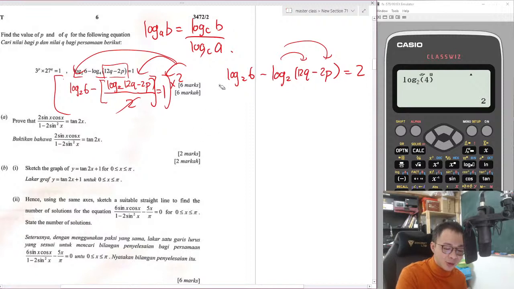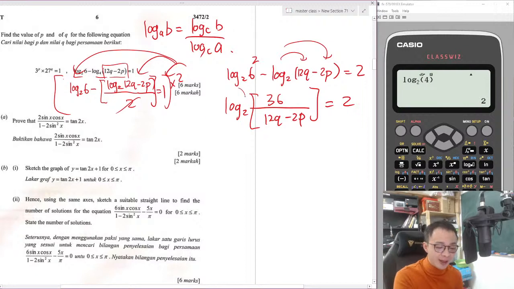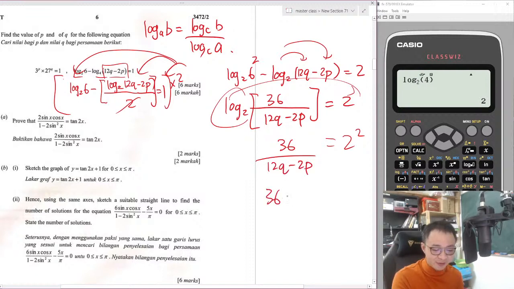So the 2, I can move up to become the power, and then I factorize out the log 2. This one basically is 36 over 12q minus 2p equals 2. Then I will move my log 2 to the other side. It's basically 2 power of 2. Here is just 36 over 12q minus 2p. Then I kind of got it already.